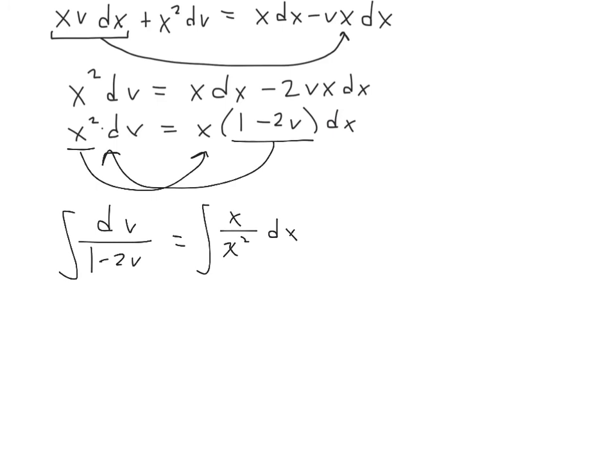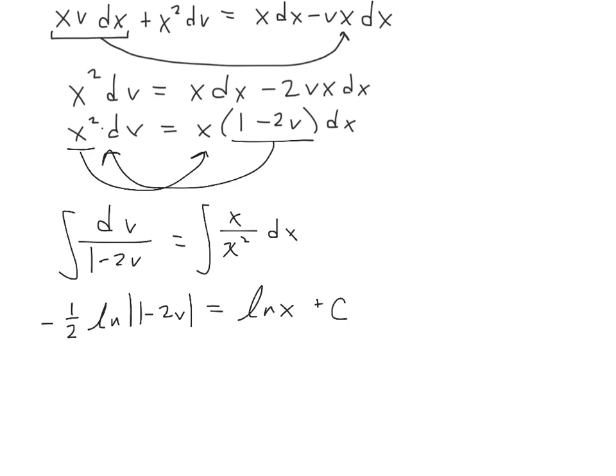The left side technically requires a u substitution. You can either work that out or you can see it on your own. It's a fairly straightforward one. This is just going to be negative 1/2 the natural log of 1 minus 2v, and on the right side I will have the natural log of x plus c.